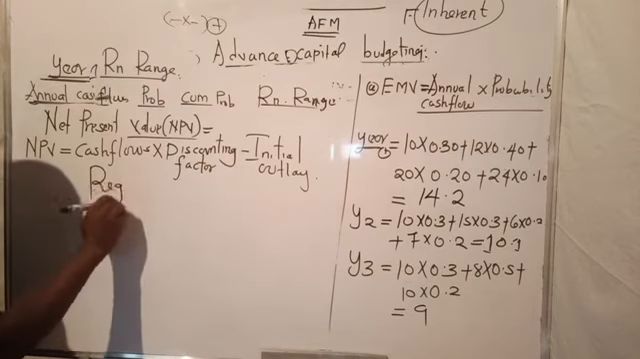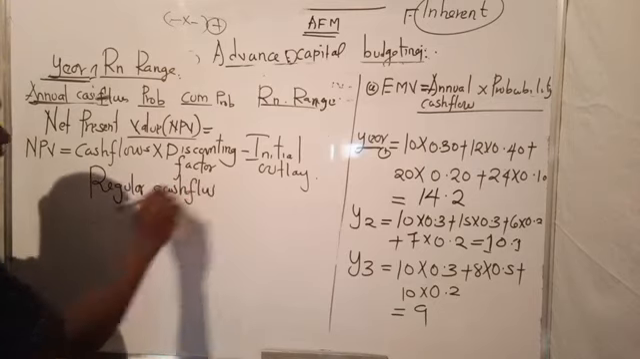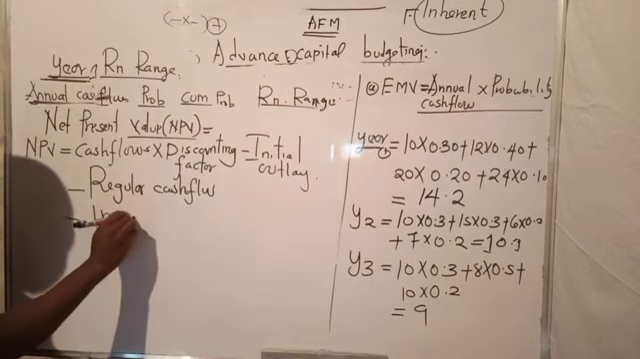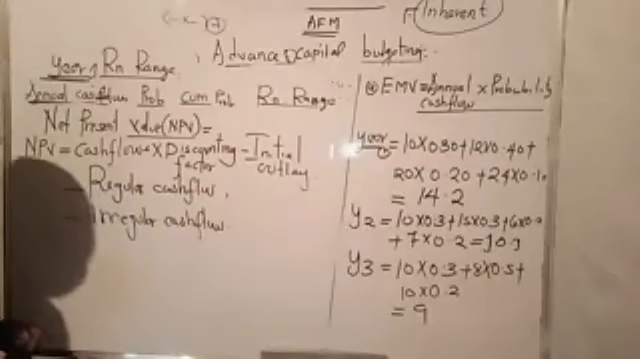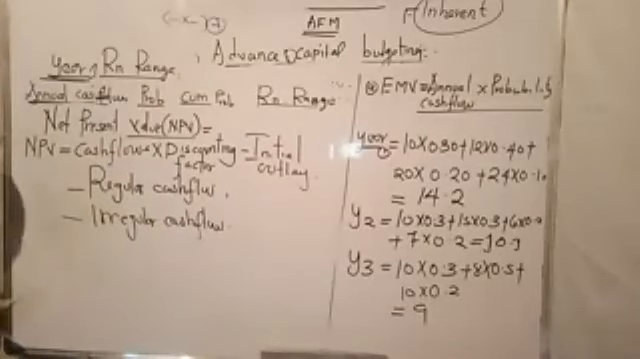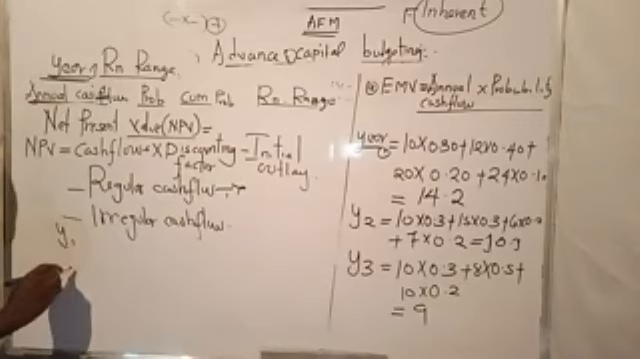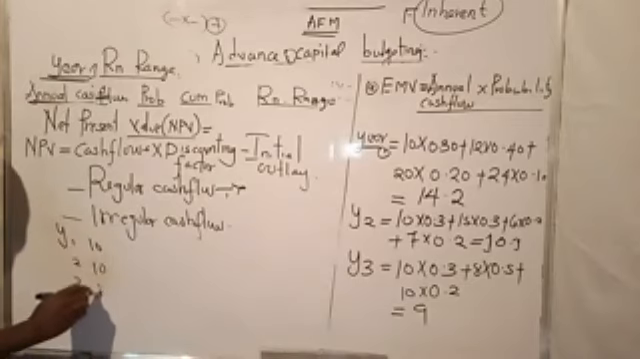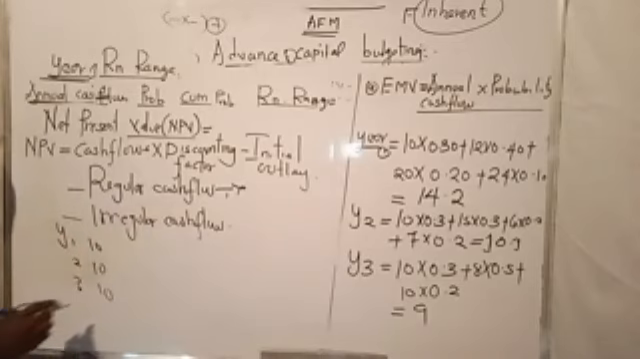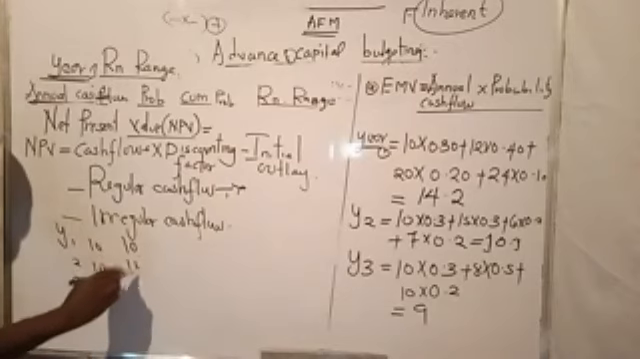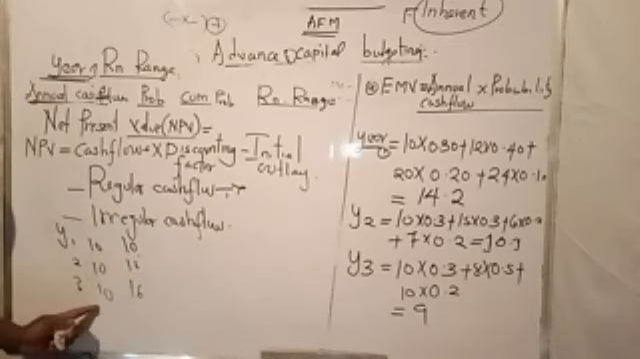We have regular cash flows and irregular cash flows. For regular cash flows, like year one, two, three, you get 10, 10, 10. This is regular because it is all the same. If another has 10, 15, 16, this one is irregular cash flows.